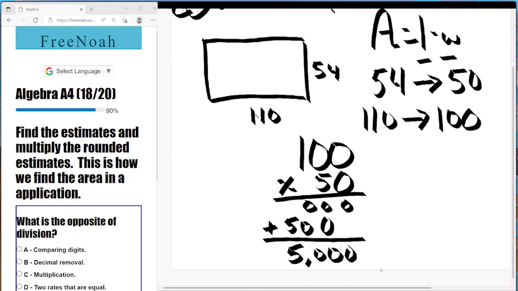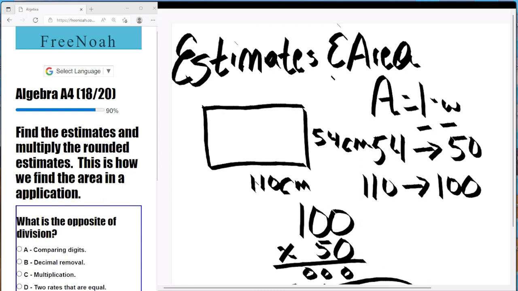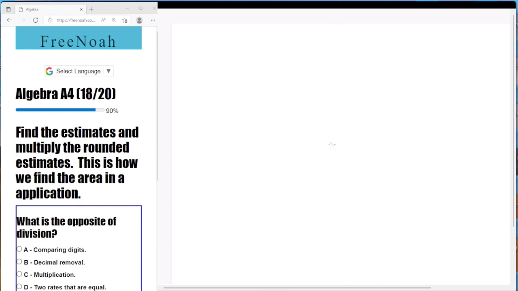And let's say we're dealing with centimeters. So that rectangle is 5,000 centimeters square. Approximately, this rectangle occupies 5,000 centimeters square. And an application is going to ask you to round down or round up, to the nearest 10th value, to the nearest 100th value. Let's give you another example where we're going to round.